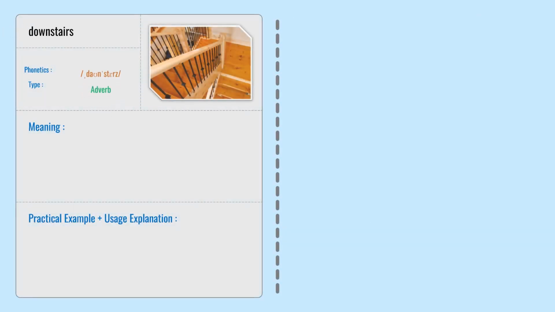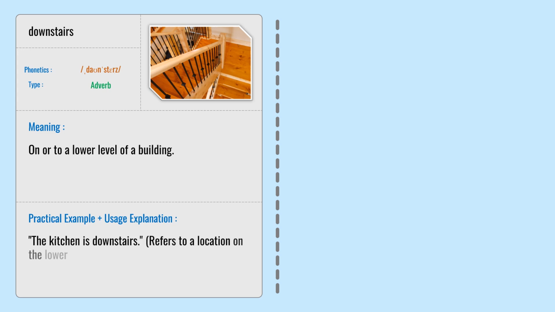Downstairs. On or to a lower level of a building. The kitchen is downstairs. Refers to a location on the lower floors of a building.